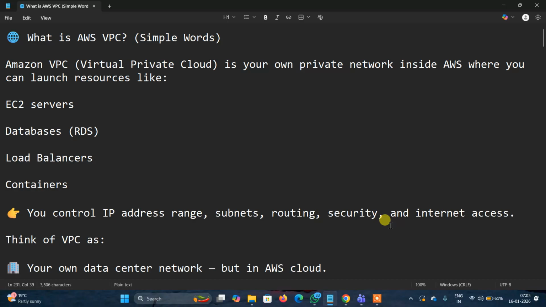Okay, understand? VPC is also known as a hybrid cloud, because generally whatever you are taking is a public one, and inside the public we are creating the private network. So it is like a combination of public and private. It is known as a hybrid network, also known as a hybrid cloud. VPC is like a hybrid cloud.